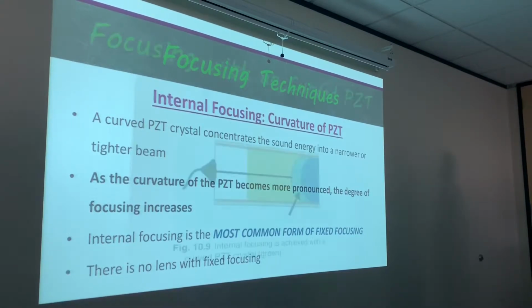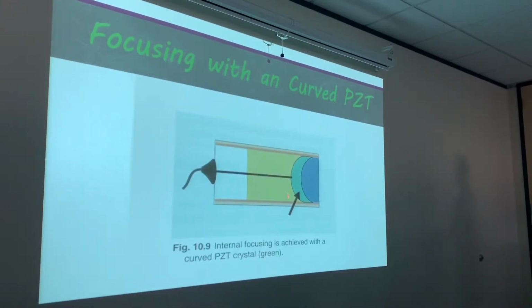All right. So there's our damping element again, right there. Here, right here, we have our curved PZT, our active element right there. Very prominent arc right there. High degree of focusing, and the blue represents our matching layer. Okay. Our impedance matching layer.